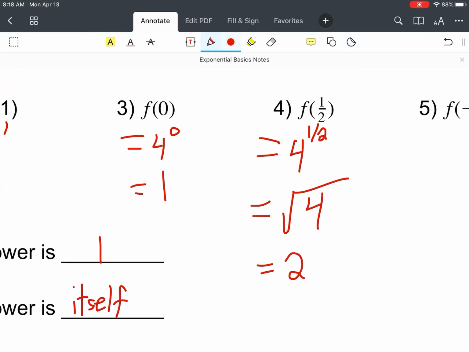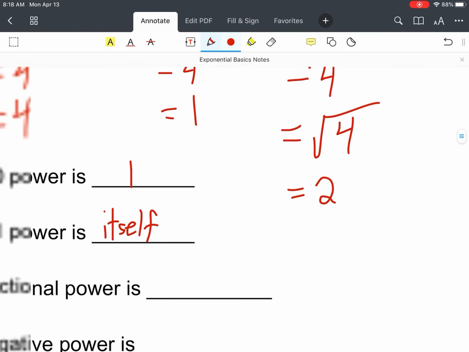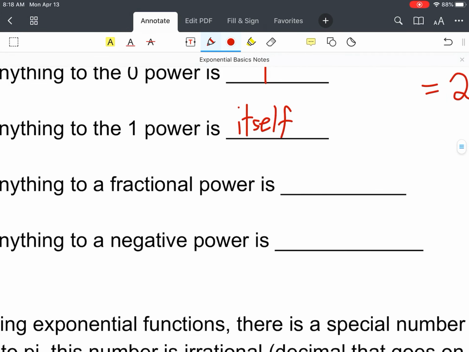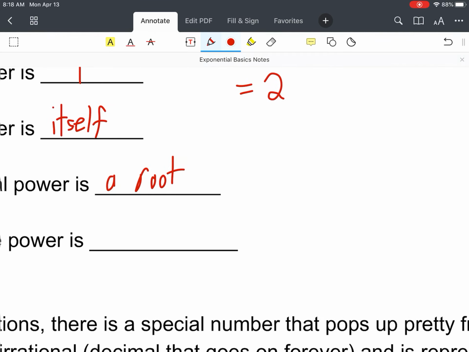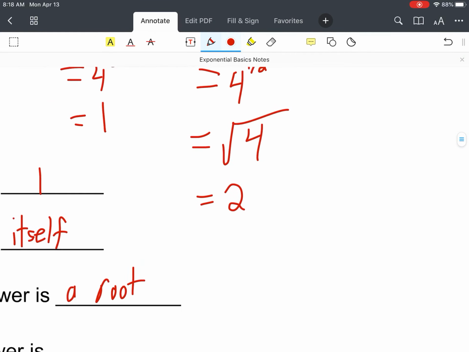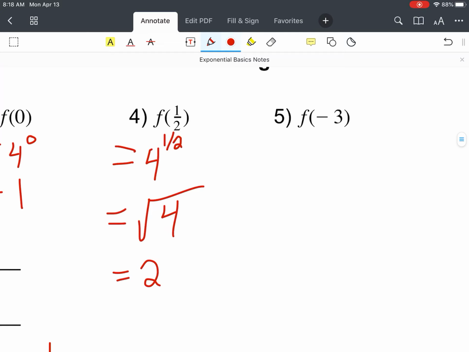Now you might be thinking plus or minus 2, but remember that only happens when you take the square root of both sides of an equation, okay? If we're just saying what's the square root of 4, the square root of 4 is 2. All right? So anything to a fractional power is a root. Okay, be that a square root, a cube root, a fourth root, on and on and on.